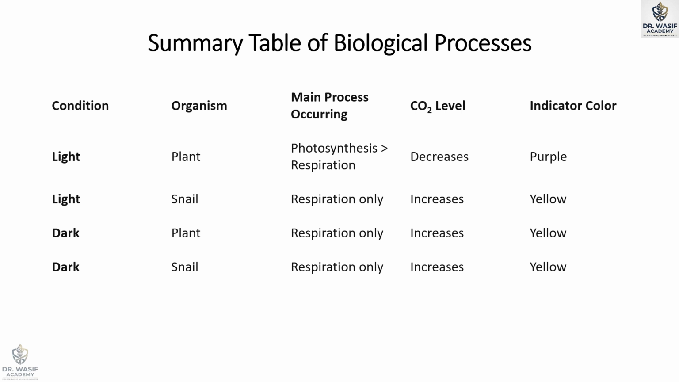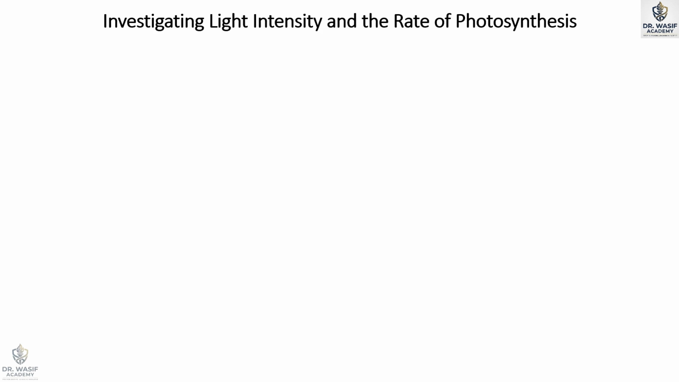So under dark conditions, the plant's solar panels are off. Those are not working. That means photosynthesis stops, but respiration continues. Just like the snail, the plant now becomes a carbon dioxide producer. Both the plant and the snail will increase the carbon dioxide levels, turning the indicator yellow. Now, what is the big takeaway here?